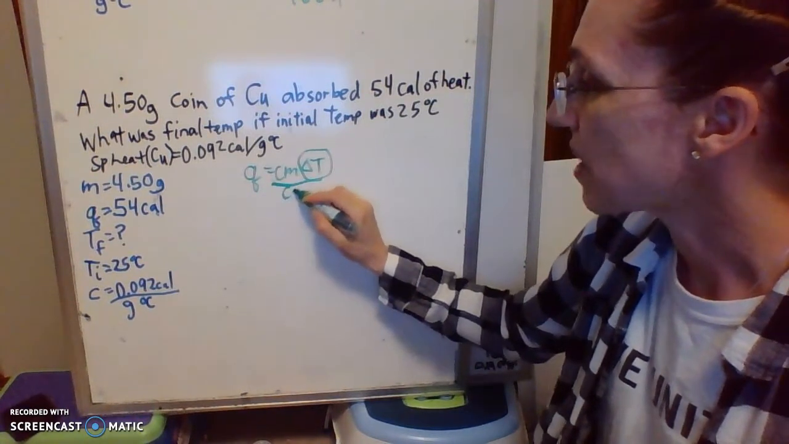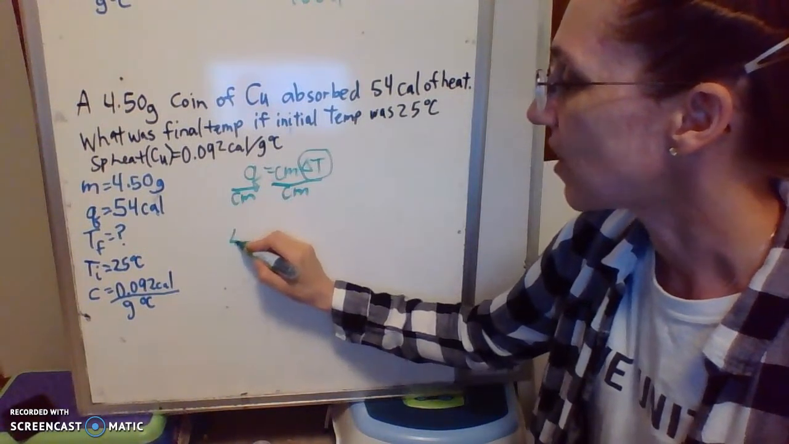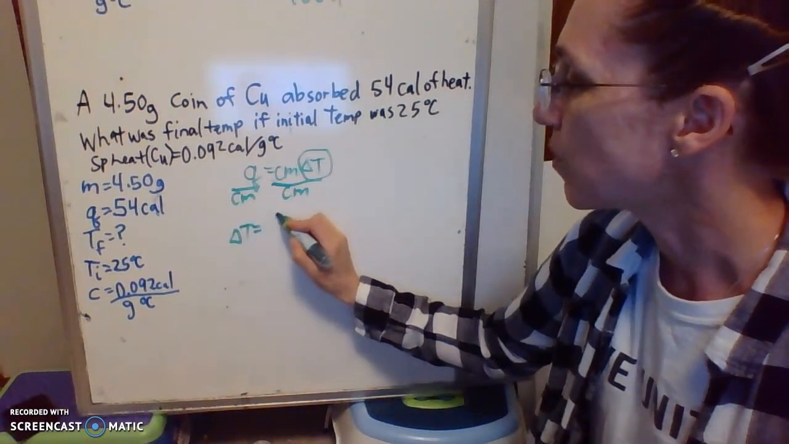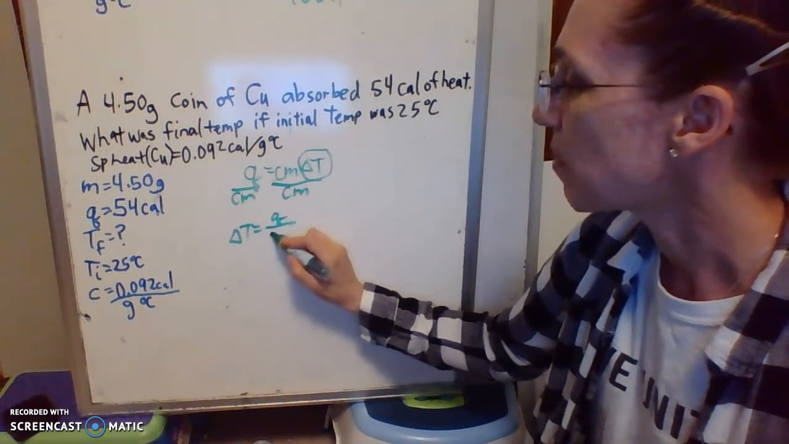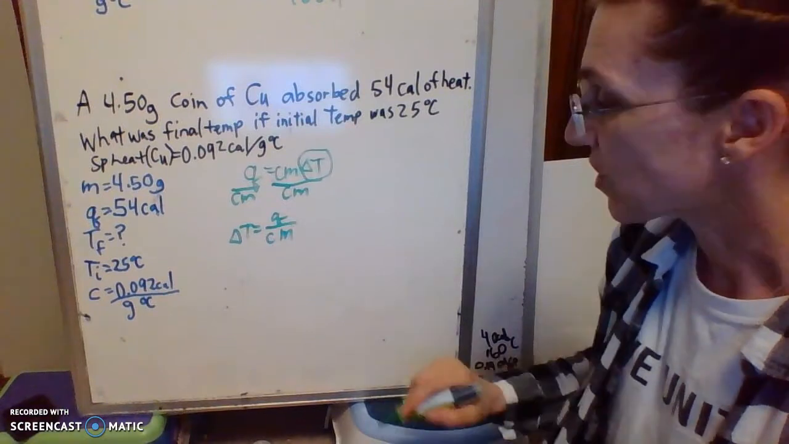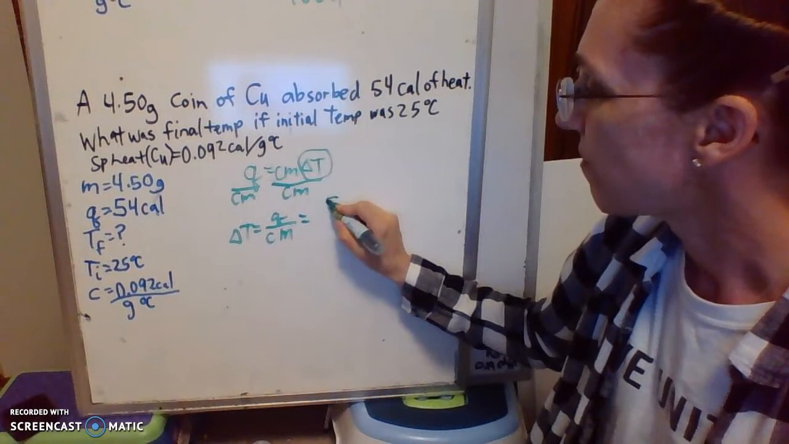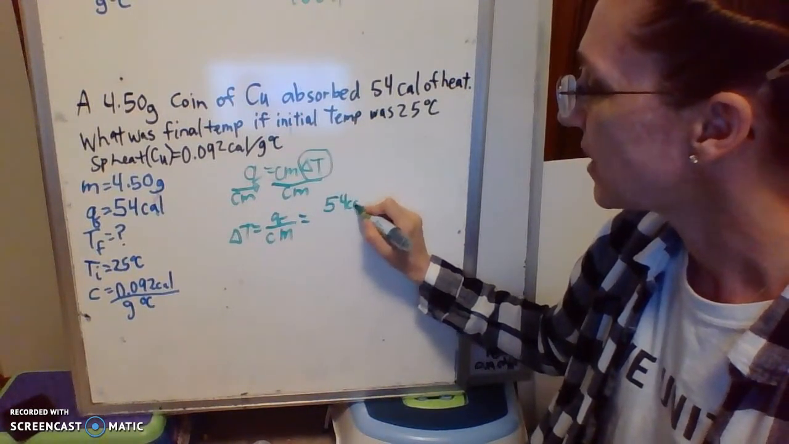Okay, we're going to divide by Cm on both sides. That means our delta T is going to equal Q divided by C divided by M. Okay. Let's go ahead and plug those in. Our Q is 54 calories.